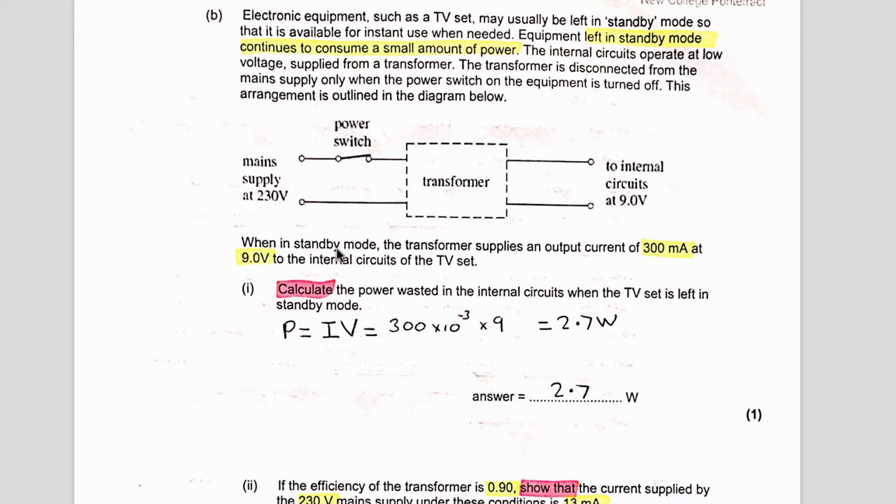And we're told when it's in standby mode, the transformer supplies an output current of 300 milliamps at 9 volts. So there is a small current flowing. We need to calculate the amount of power that's wasted in these internal circuits when the TV is left on. So if we're using this current and this potential difference, to work out the power we just multiply these two things together. So we've got 300 milliamps multiplied by 9 volts gives us 2.7 watts.